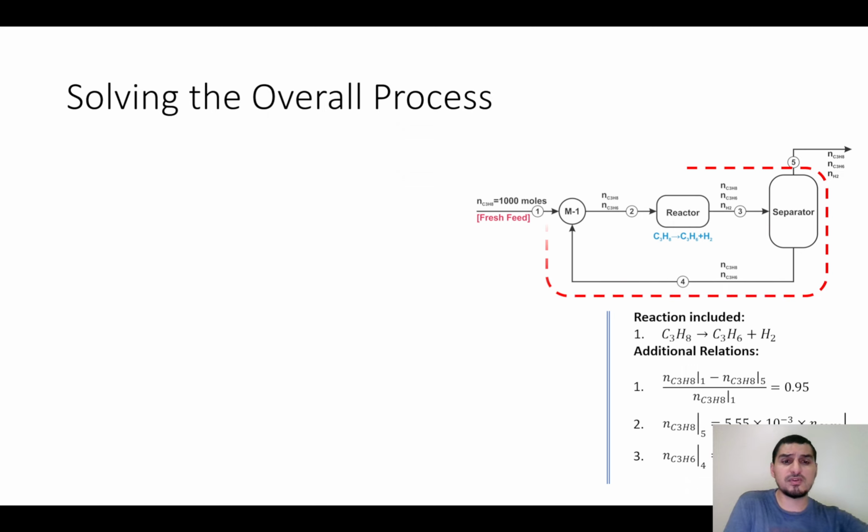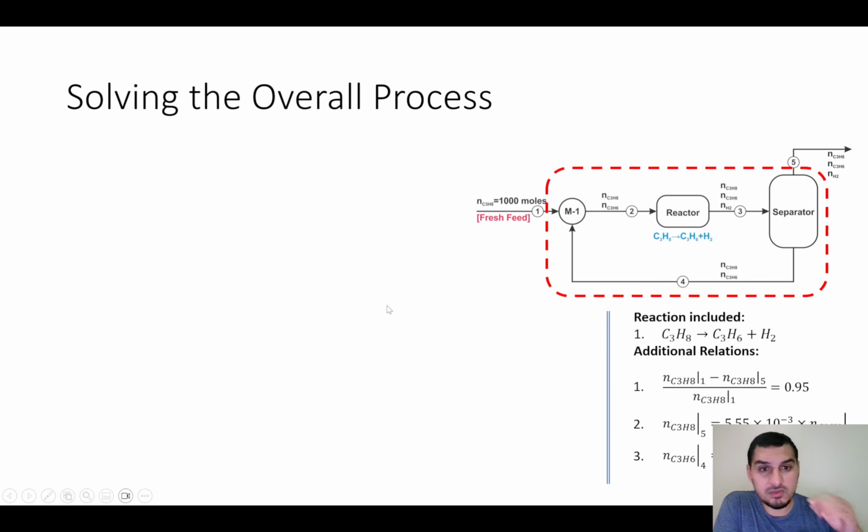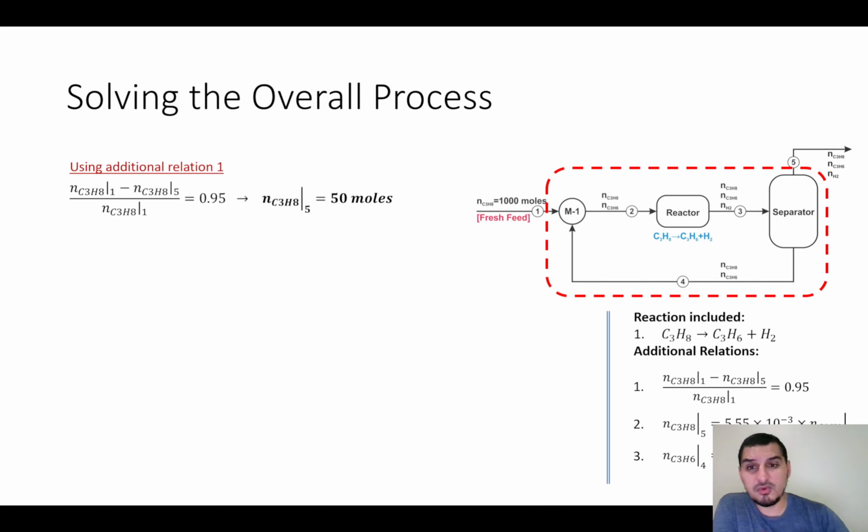So starting with the overall loop, it's going to be very, very simple. It's a reactive system, because we have a reactor as part of this loop. So for this reactive system, as we said in the degrees of freedom table, we have 1 relation and 3 equations. So this is what we are going to use. I would start with the additional relation, because it's going to give us 1 variable directly, which is the number of moles of propylene in the product. So it is 50 moles.